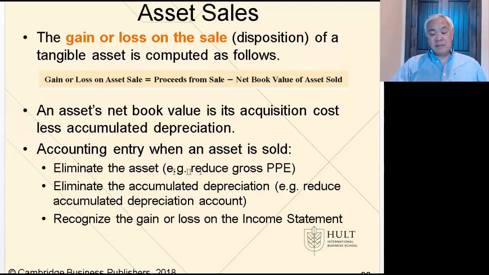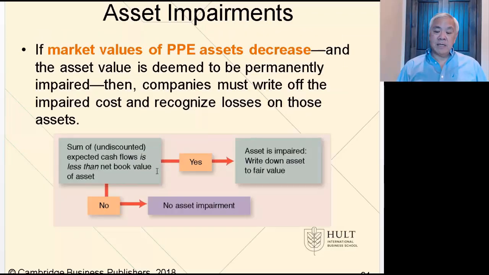We would record it as follows. We would eliminate the asset, so we would subtract out that $100,000 asset from gross, which we never touched the whole time. Then we would eliminate whatever we had depreciated previously for that specific asset from accumulated depreciation. And then on the income statement, we would record the gain or loss depending on the things we just mentioned, on the price relative to the net book value. And so that's it. We would take out the asset, take out the accumulated depreciation, and on the income statement, show the gain or loss on the sale.